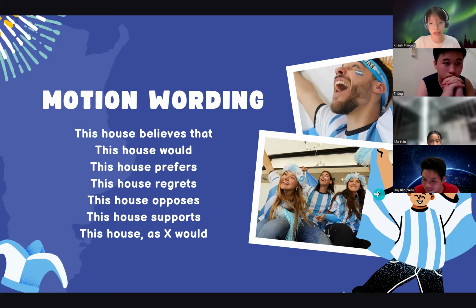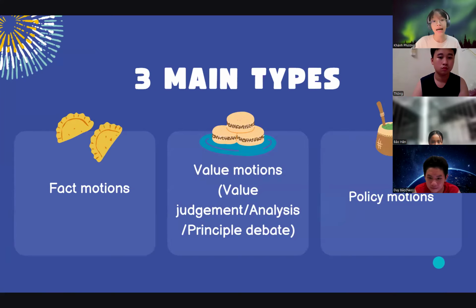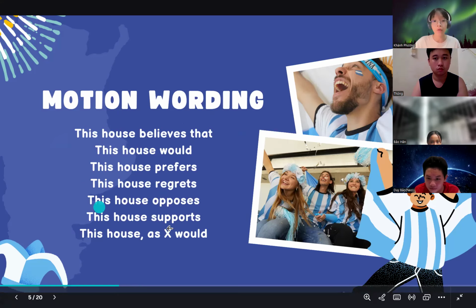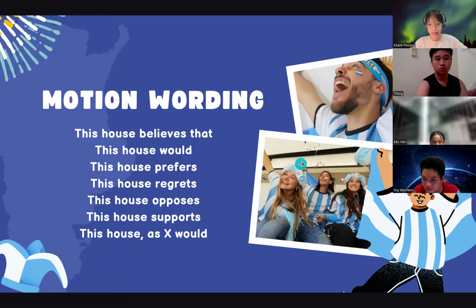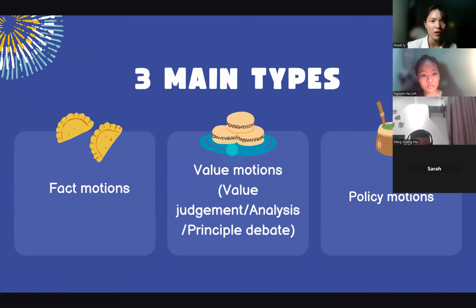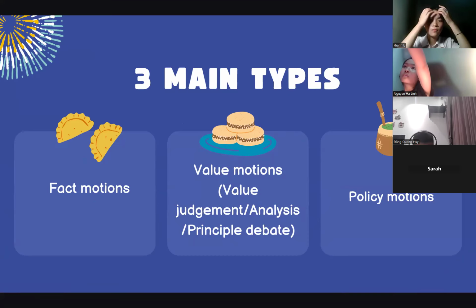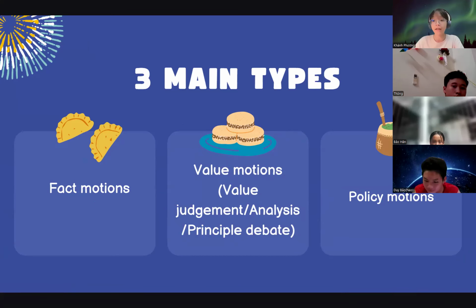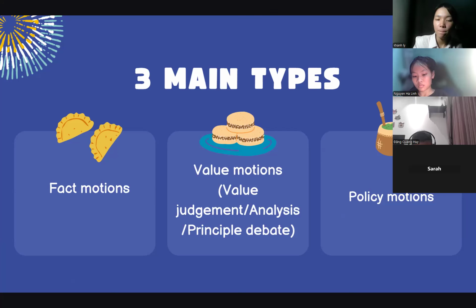This is the motion wording, but in reality, we actually have 3 main types of motion. So for example, we will put these into different categories. That means we put them into 3 main groups. We have fact motions, we have value motions, like value judgment, analysis, principle debate, and we have policy motions. So now I will be explaining each of them and the Vietnamese meaning as well.